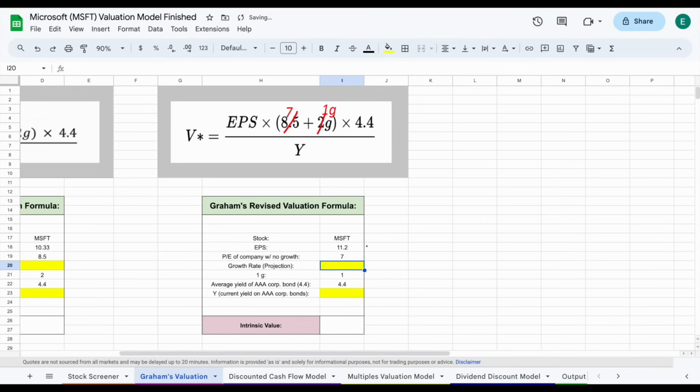We'll close out our growth rate projection. We'll even close out the earnings per share. Now this spreadsheet does have the ability to automatically populate the earnings per share, but I personally like to plug in the forward-looking earnings per share. I feel like it gives a little bit of a more accurate projection. So the first metric we need is our earnings per share for the spreadsheet.